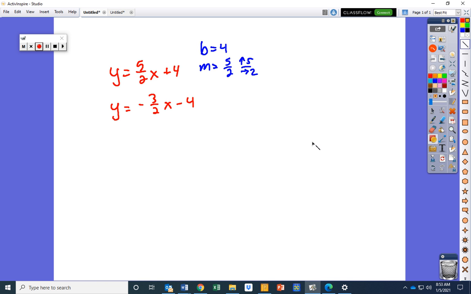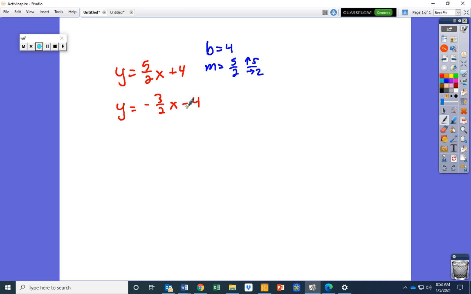Okay? The other equation I have. Can somebody tell me what the y-intercept of this one is? Everybody tell me together. What is it? The y-intercept is negative 4. Is there any question about that? No. What's the slope? Negative 3/2. Now, remember what I told you. When we have slope and we have a negative, which one do we make the negative? The top number. Okay? So that's going to be m equals negative 3 over 2. Does everybody understand where these numbers came from? All right. Is there anybody that does not?